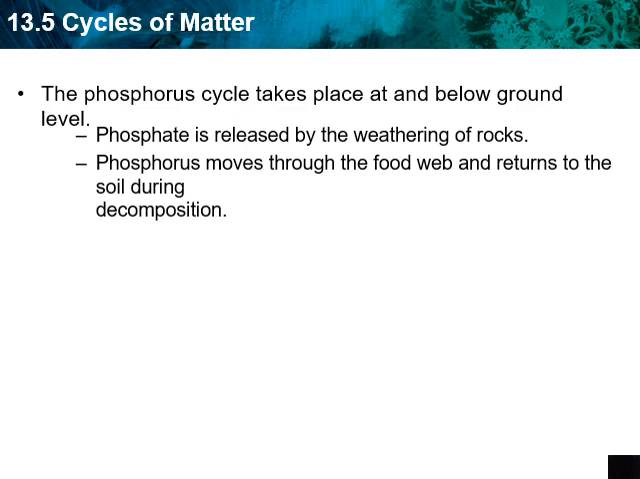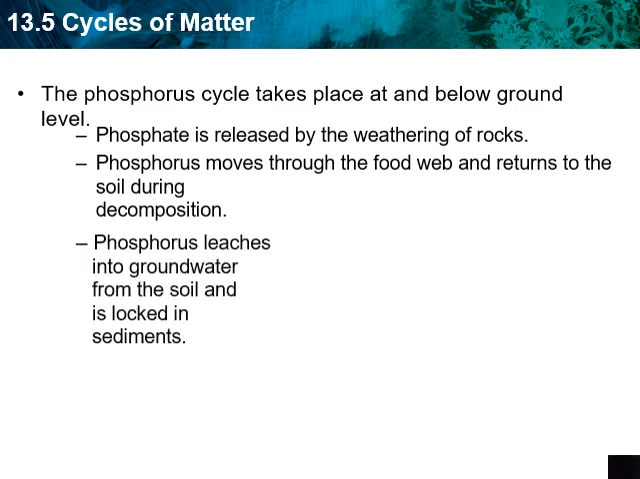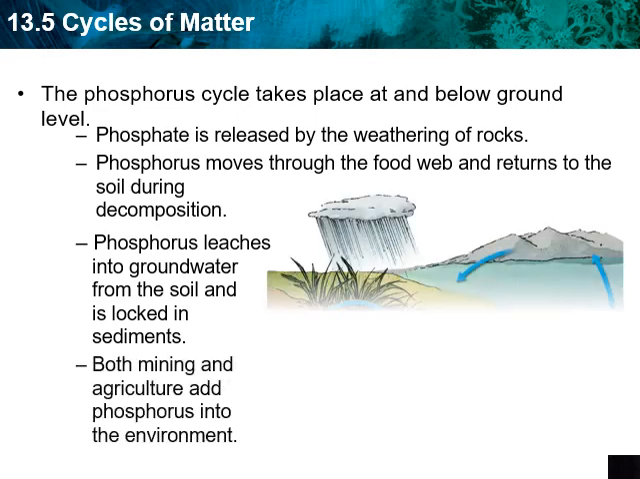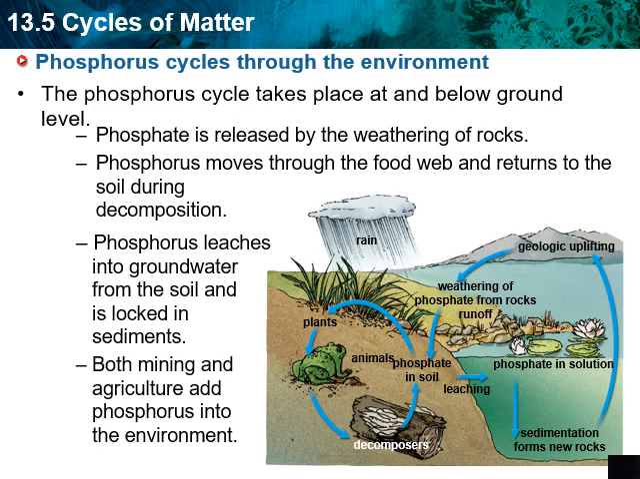We also have a thing called the phosphorus cycle. This also takes place at and below the ground level. Phosphate is actually released by the weathering of rocks. And phosphorus moves through the food chain, so it's released by the weathering of rocks down into the soil, okay? Goes into our plants for helping them grow. It also can end up in our groundwater, okay?